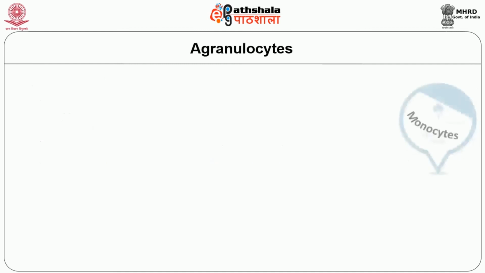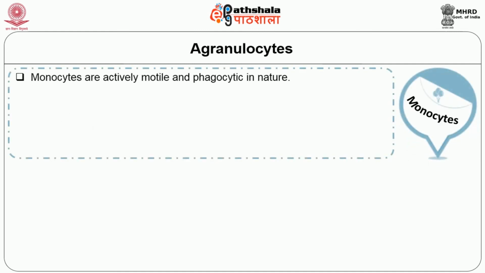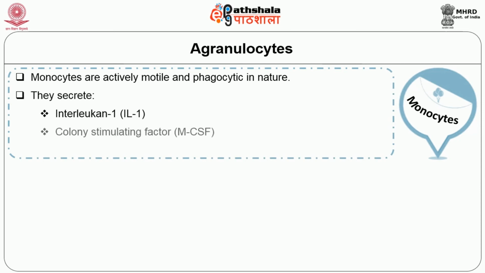Monocytes. Monocytes are actively motile and phagocytic in nature. They wander freely through all the tissues of the body. Monocytes play an important role in the defense of the body. Along with neutrophils, they provide the first line of defense. Monocytes secrete interleukin, that is IL-1, colony stimulating factor, that is MCSF, and platelet activating factor, PAF.